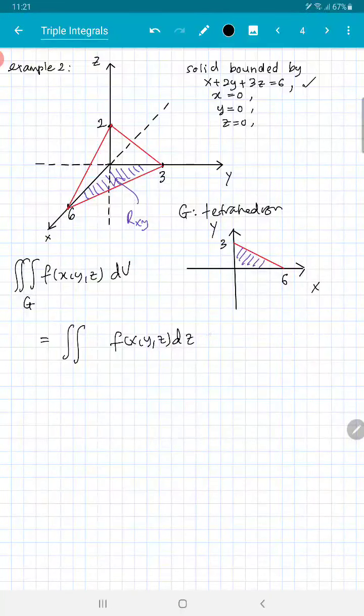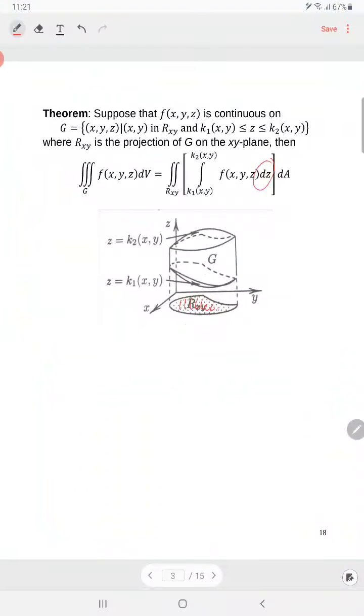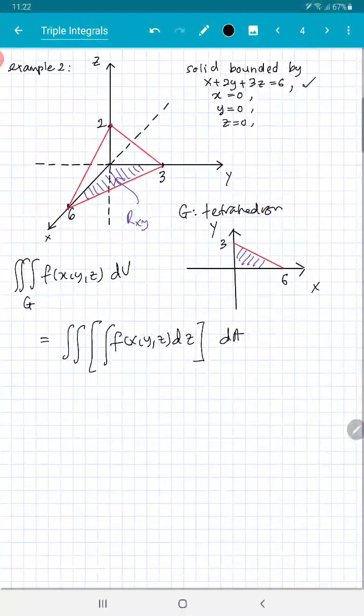We need to integrate with respect to z first. Okay, let's look at our notes again. If this is the case, we're gonna integrate with respect to z first and then determine which is the top surface. That would be the upper limit, and the bottom surface would be the lower limit. It's going to be a function in terms of x and y. See here, z is greater than a function k1, and then less than function k2. Okay, now going back to our solid here.